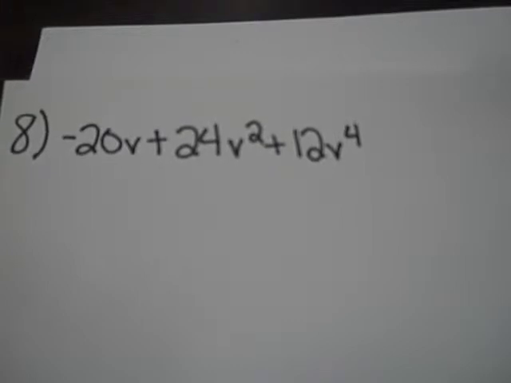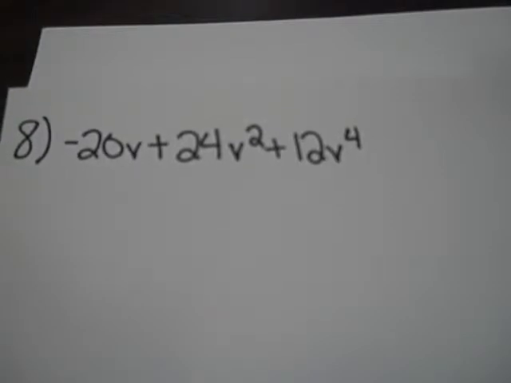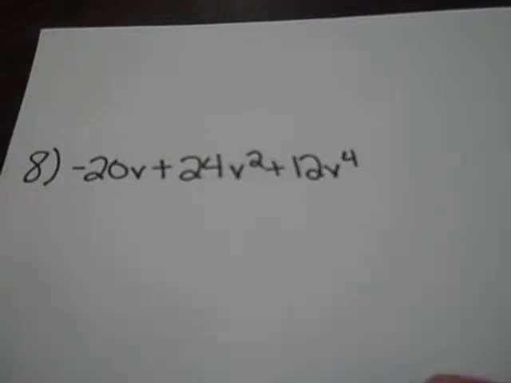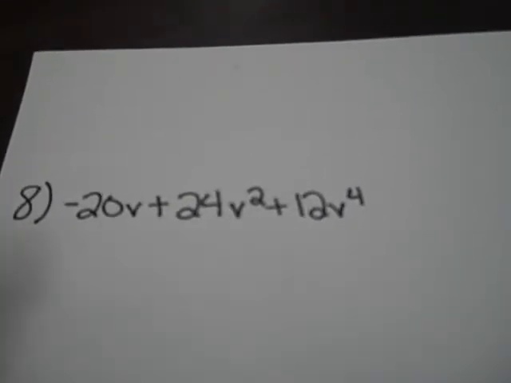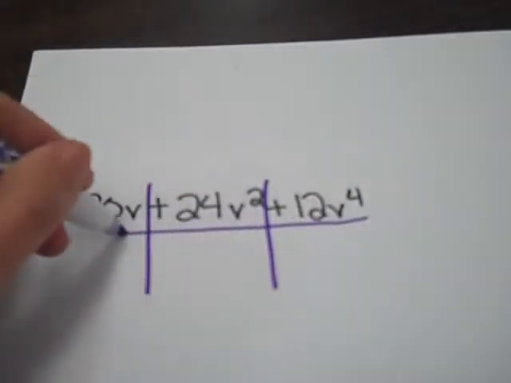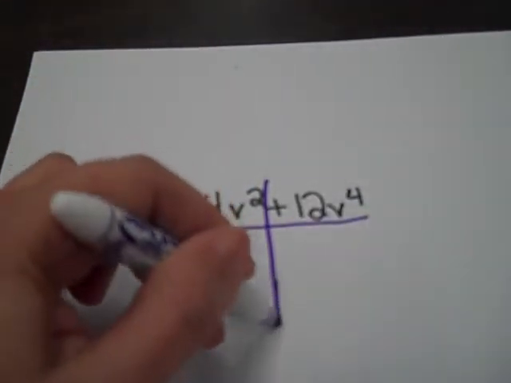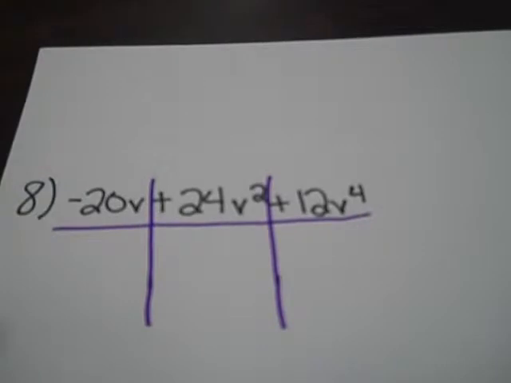Alright, number 8, directions say to factor using the greatest common factor. Okay, now looking at this, I'm looking at 20, 24, and 12, and v's in all of them, and I'm seeing that I'm probably going to have 4v as my greatest common factor. Okay, but let's go ahead and split it up just to make sure. You do not have to do this, okay, if you can do it in your head.